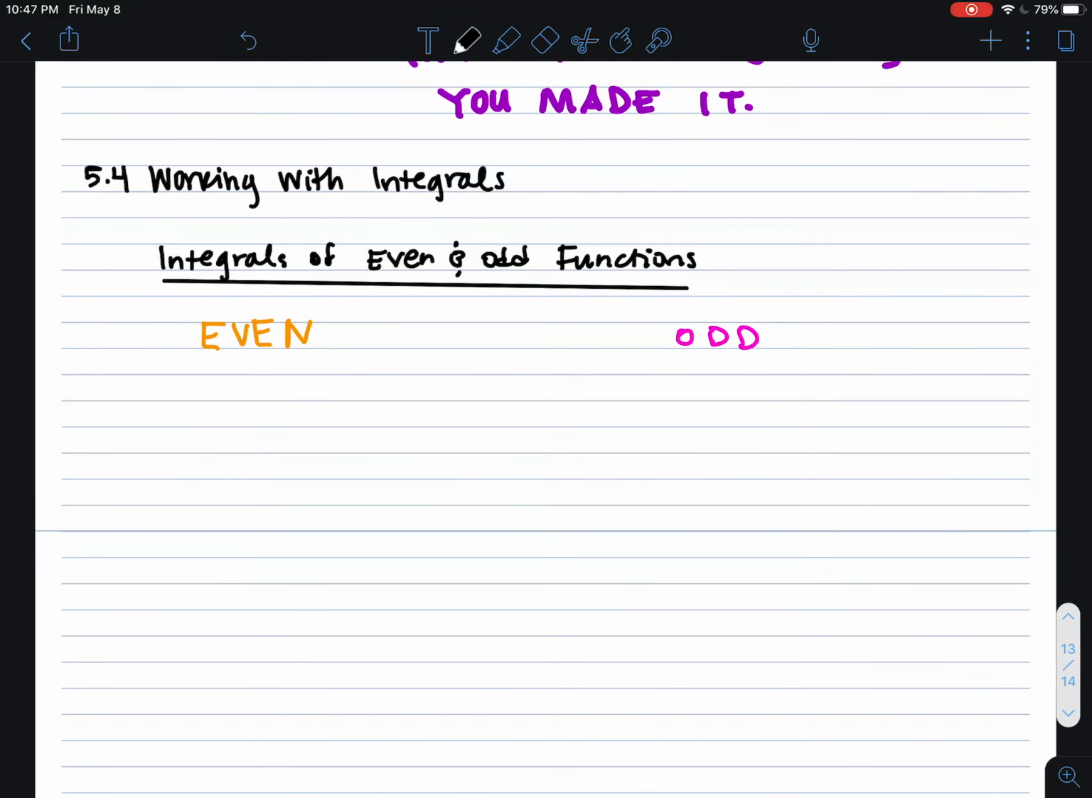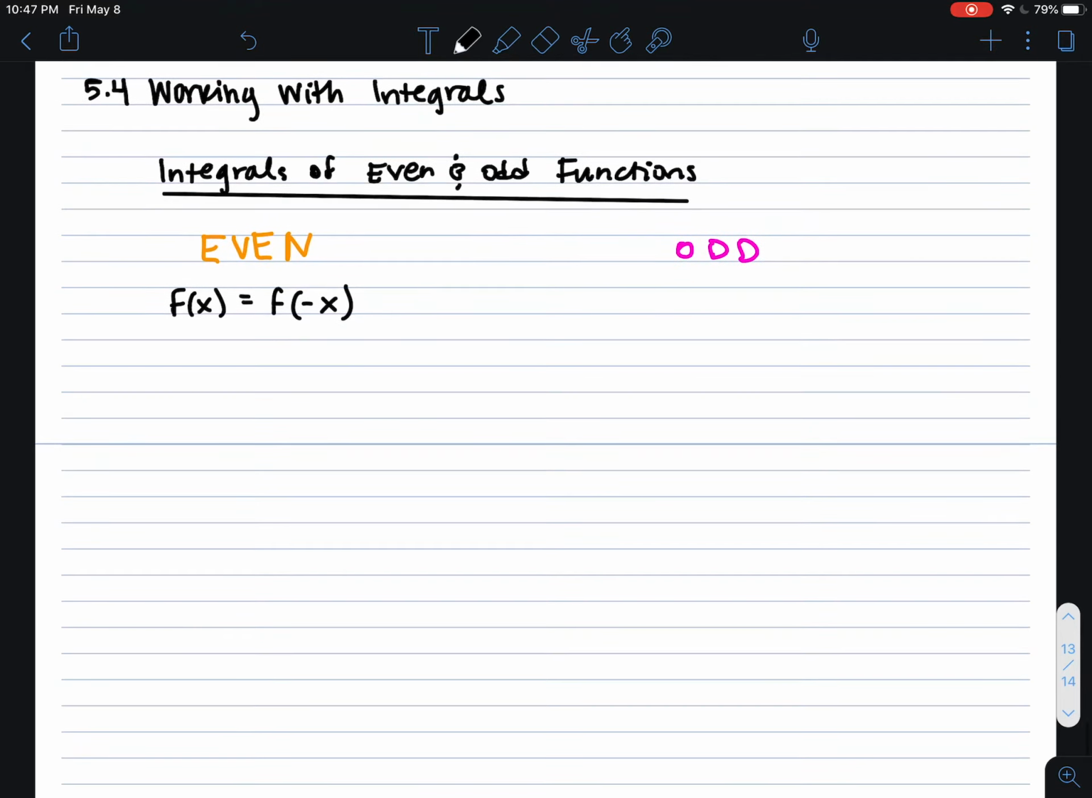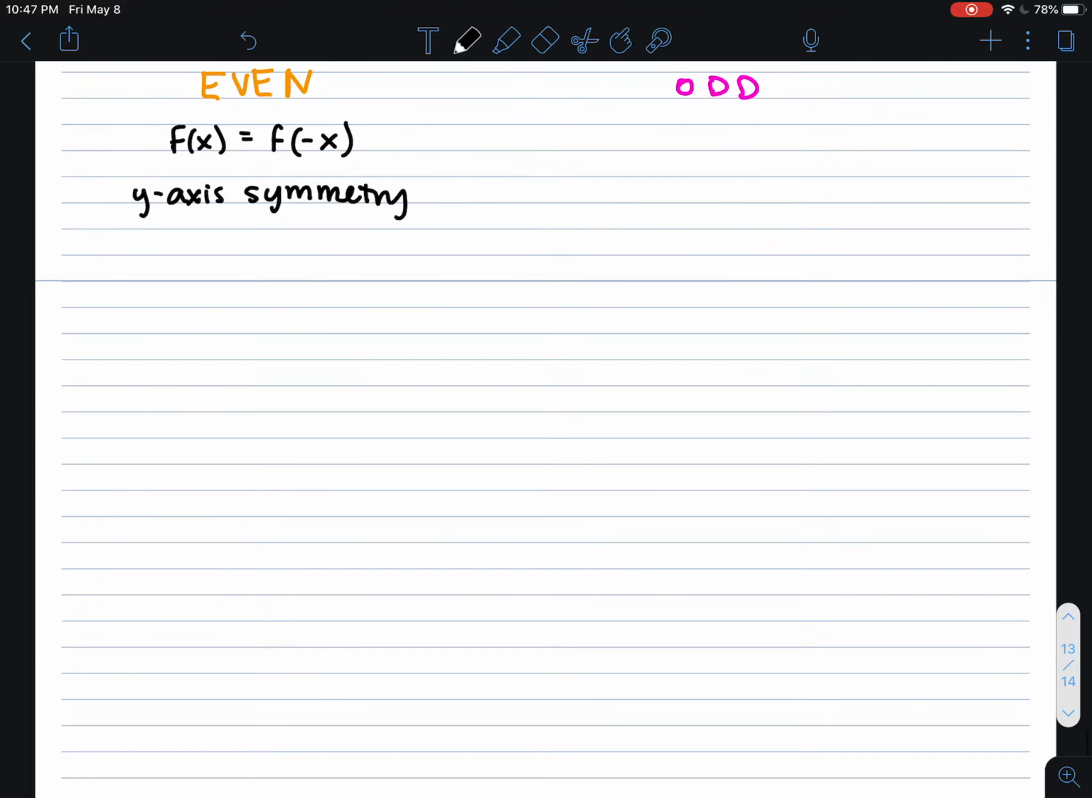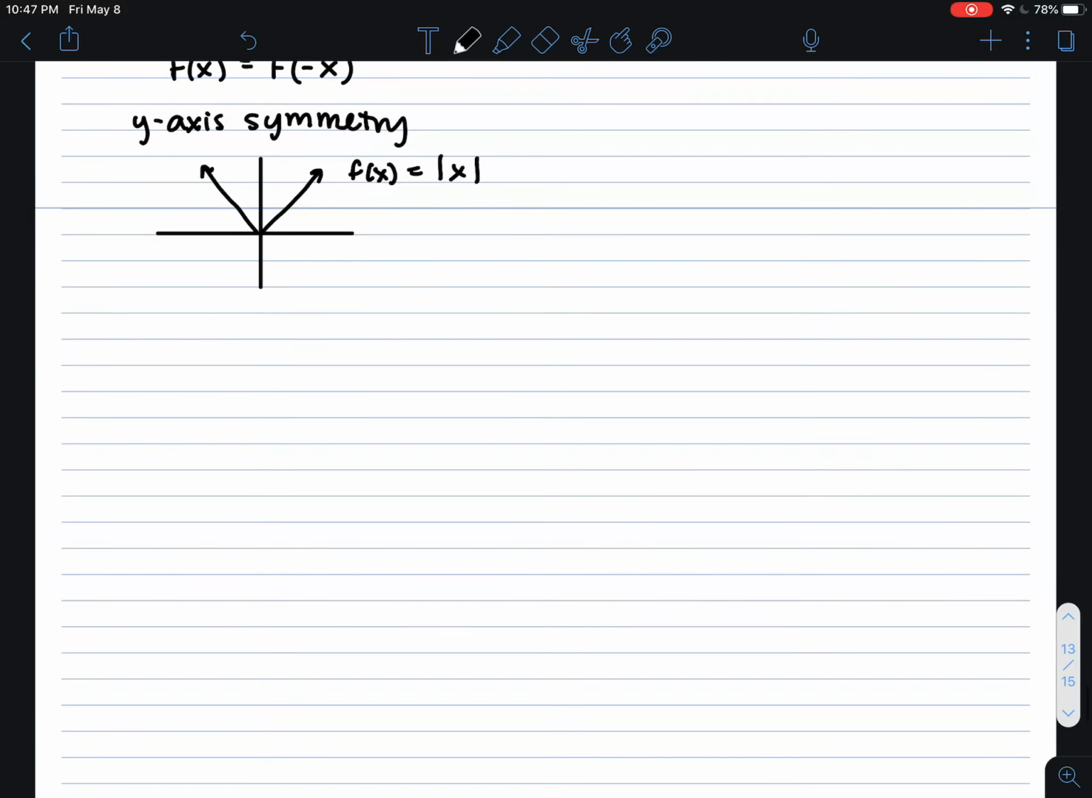If you remember the technical definition, an even function is one where the function values f of x are equal to the function values for negative x. So if you flip across the y-axis, there's symmetry. So, y-axis symmetry. Some examples include the function absolute value of x, that's even.